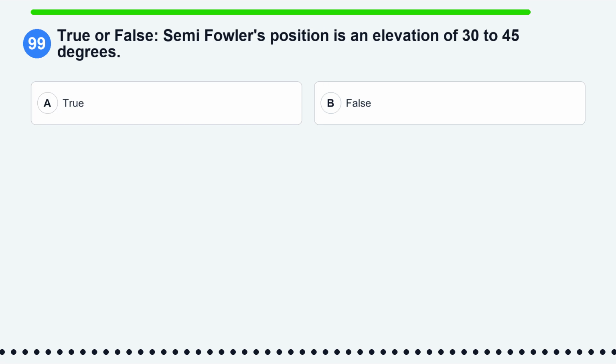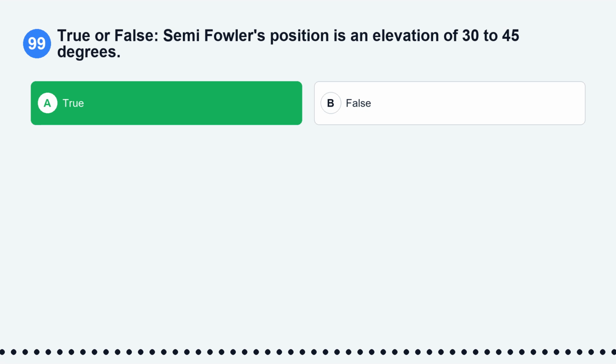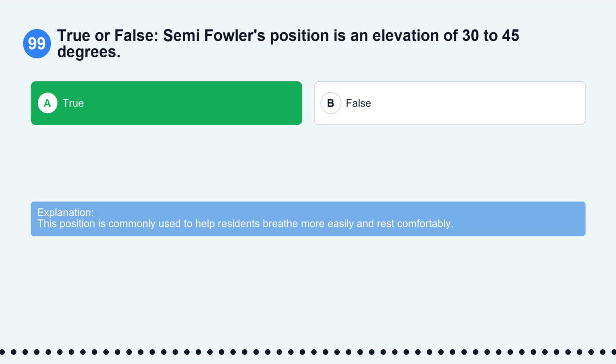Question 99. True or false, semi-Fowler's position is an elevation of 30 to 45 degrees? Option A, true. Option B, false. The correct answer is option A, true. This position is commonly used to help residents breathe more easily and rest comfortably.